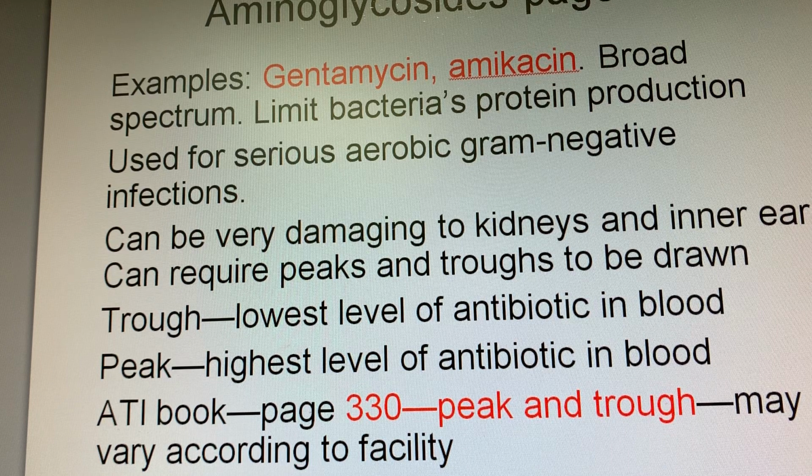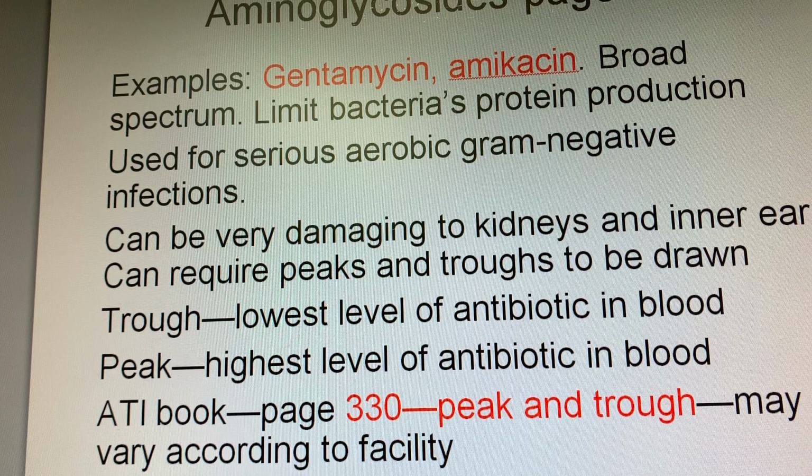They also limit the bacteria's protein production, but they tend to pretty much just kill the bacteria. They're used for very serious aerobic, that means they need to use oxygen, gram-negative infections. Now, these aminoglycosides can be very damaging to nerves, especially in the kidneys and the inner ear, so they can cause deafness, tinnitus, vertigo, and someone using them quite often can see blood in the urine and kidney damage.